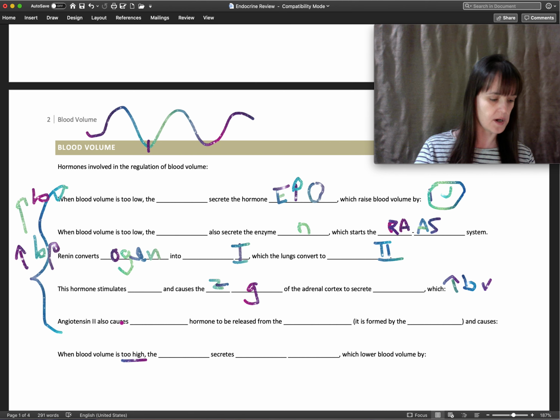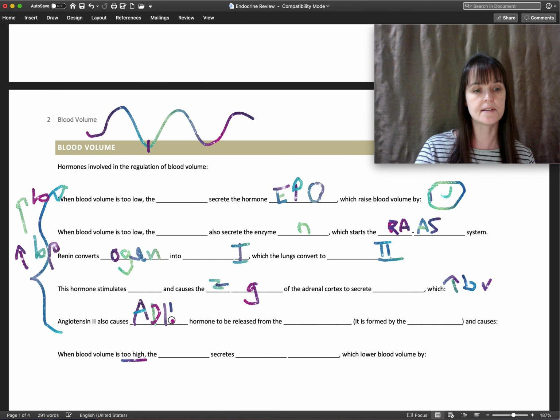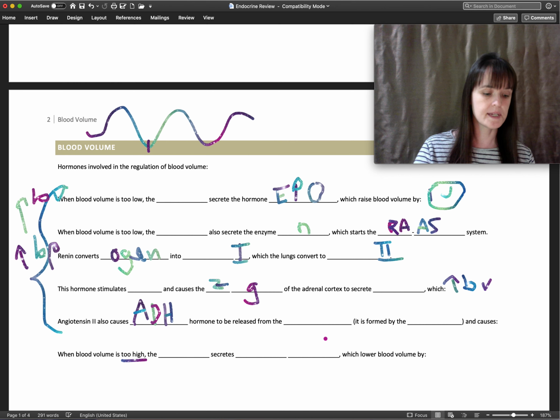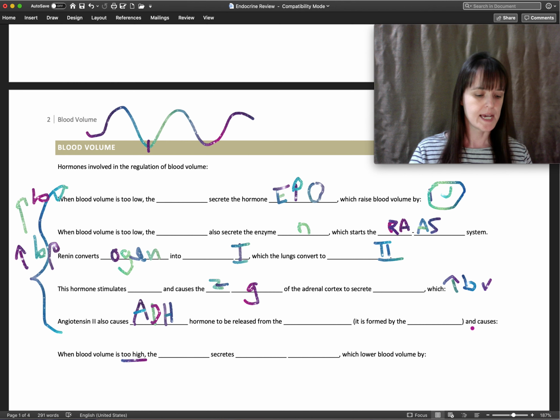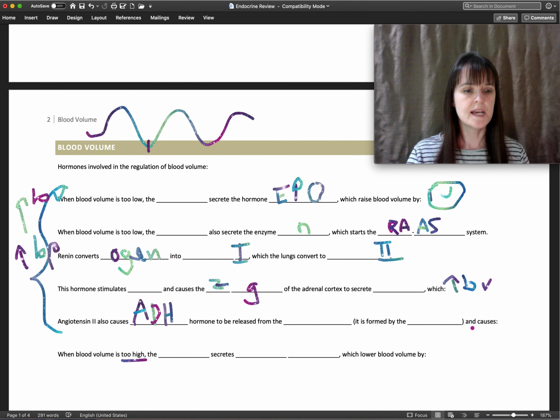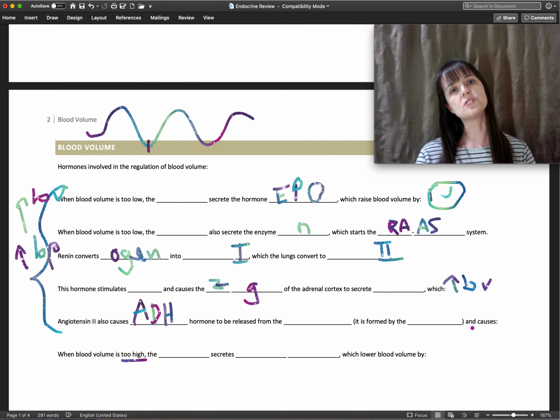Angiotensin 2 also causes ADH, antidiuretic hormone, to be released from the neurohypophysis, the posterior pituitary gland. And the ADH, of course, is formed by the hypothalamus and released at the posterior pituitary. And ADH causes the kidneys to retain water. So you'll pee less, but you'll pee out the same amount of solute, just with less water.